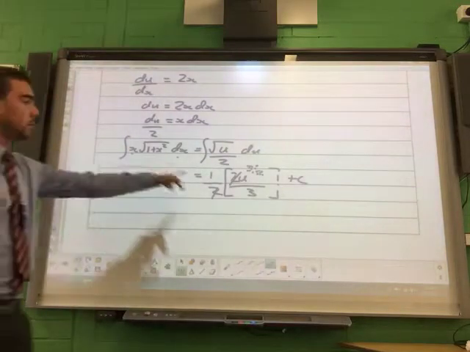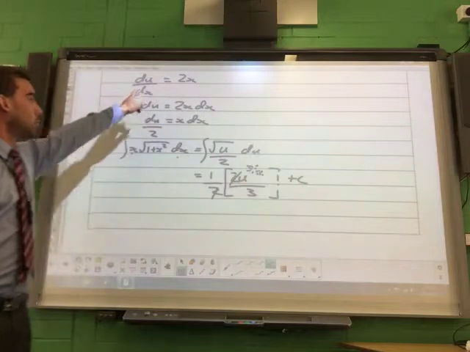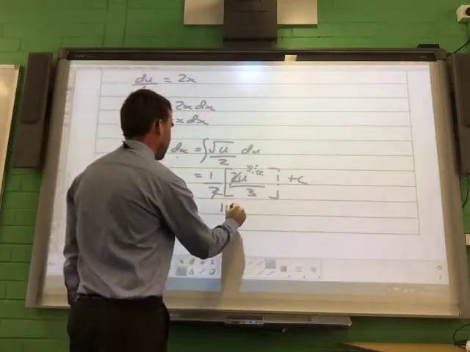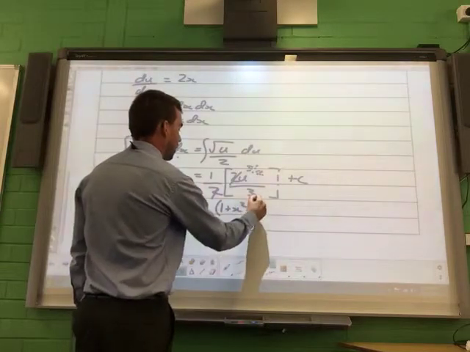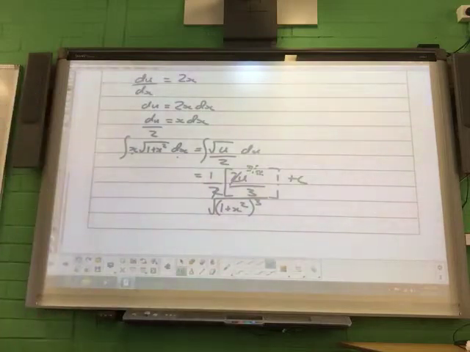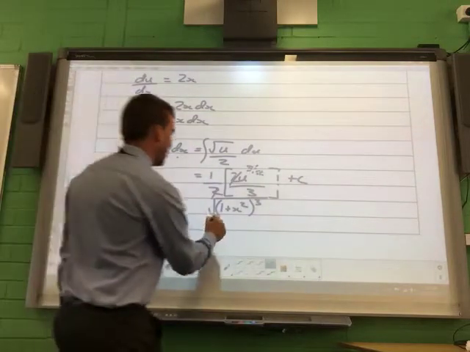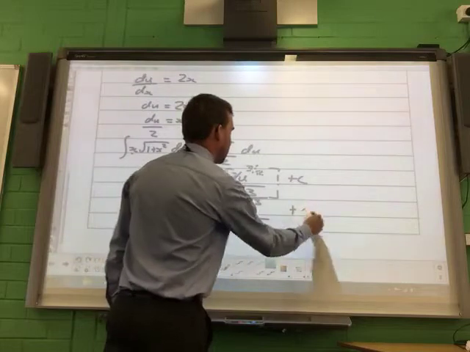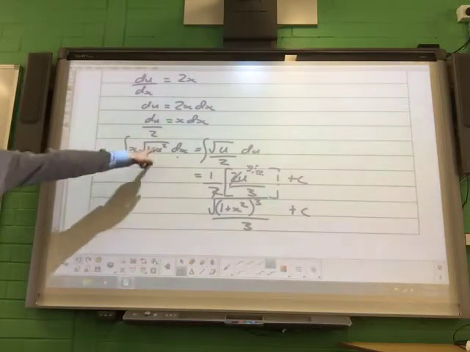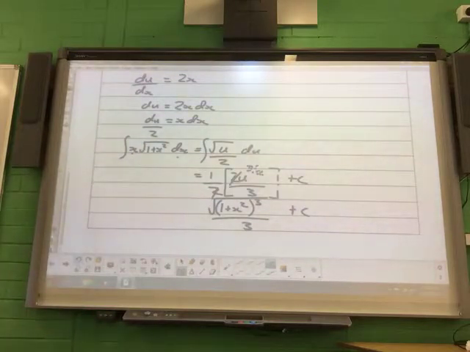Okay, so the last thing we need to do is replace u with what I made the substitution for. So it'll be the square root of 1 plus x squared, all to the power of 3 using the index laws, all over 3, plus our constant of integration. Okay, so if I then differentiate that, I should get this again. Okay, and that's the whole process of it.